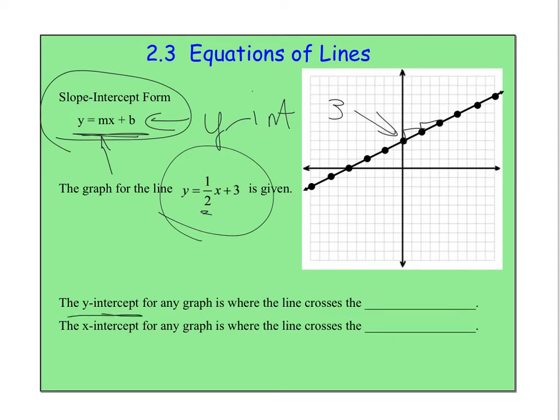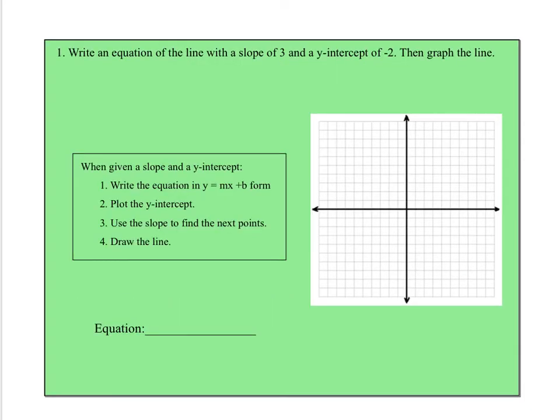So the y-intercept is where the line crosses the y-axis. So flip that around. The x-intercept then is going to be on the x-axis. So also a good thing to note, the y-intercept is where x equals 0, the x-intercept is where y equals 0. So they're just handy to know.